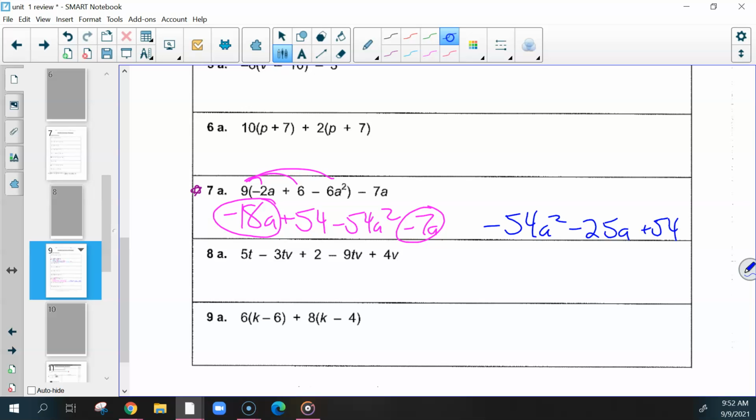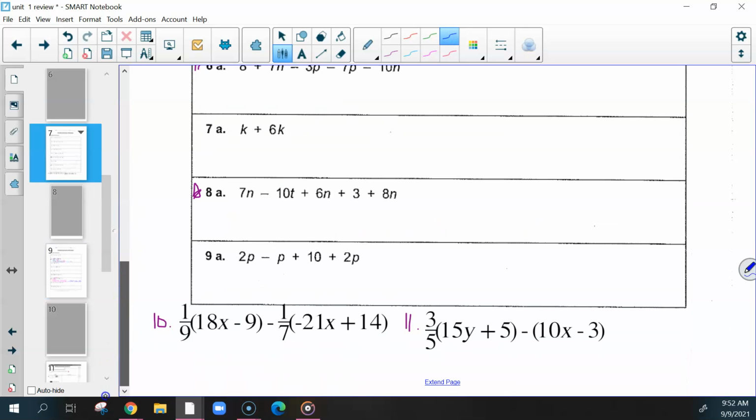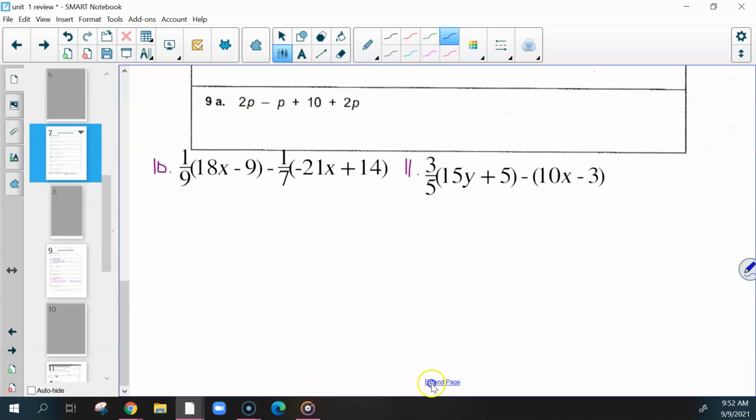At either the bottom of your paper or wherever you have space, I want you to write down this problem. I'll read it off to you. This is number 10. 1/9, then in parentheses, 18x minus 9, in parentheses, minus 1/7, then in parentheses, negative 21x plus 14. In parentheses.